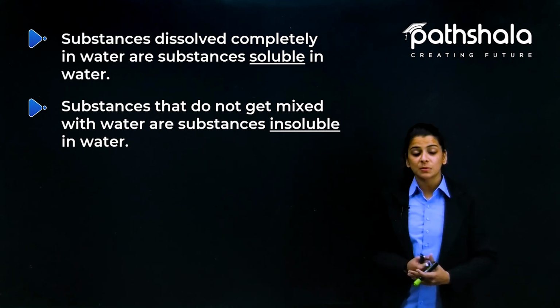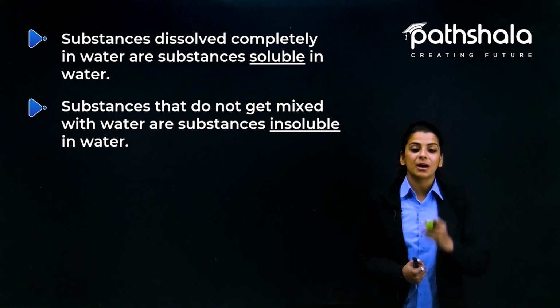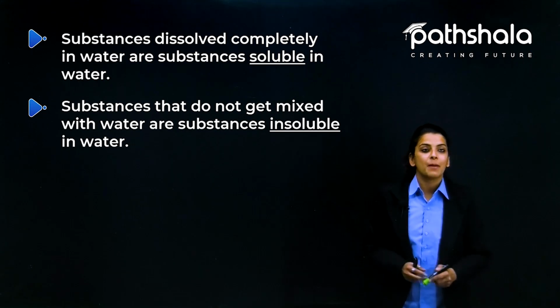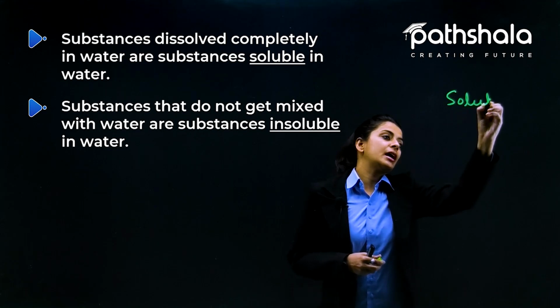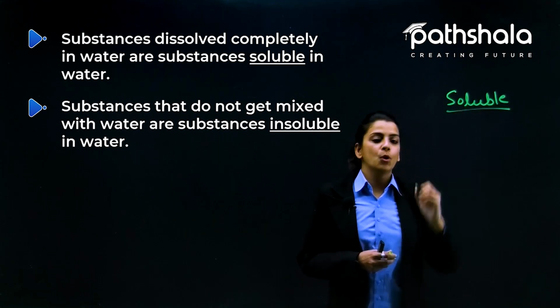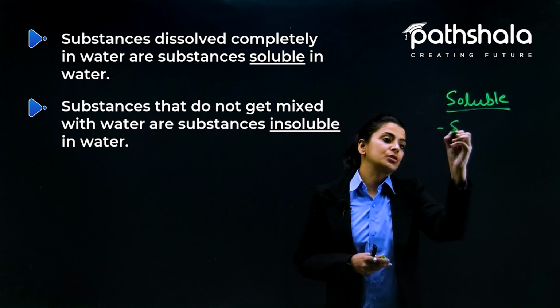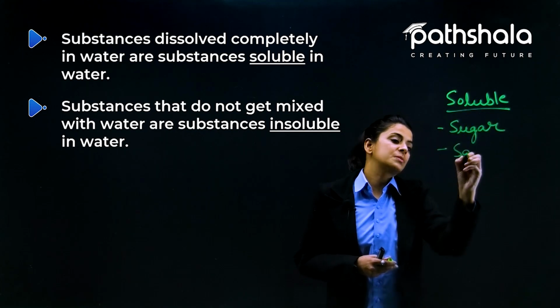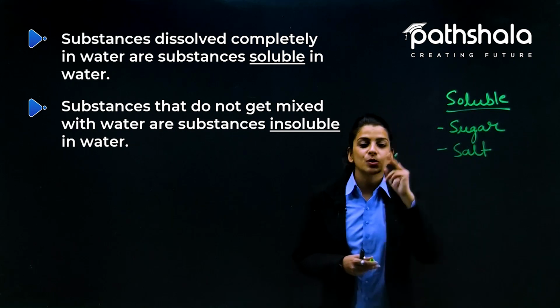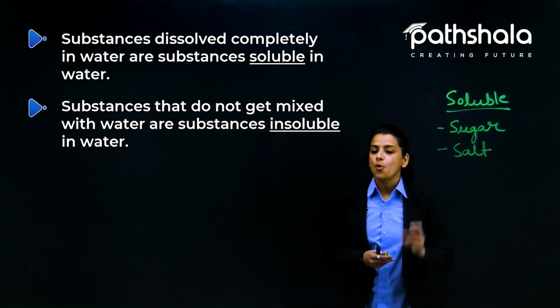So soluble जो substances हमने पढ़े थे उसमें हमारे पास एग्जाम्पल्स कौन कौन से थे? हमारे पास एग्जाम्पल थे soluble के. आप रिकॉल खुद भी करिए, and I am also writing it on the board that soluble substances were sugar. Sugar was completely soluble, and another soluble substance was salt. It was also completely soluble in the water.